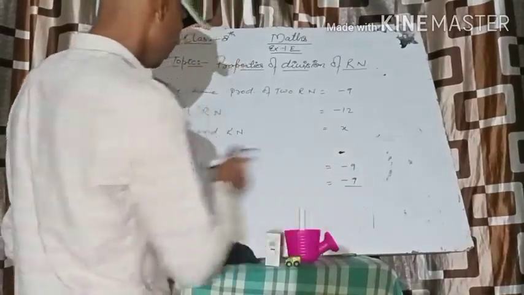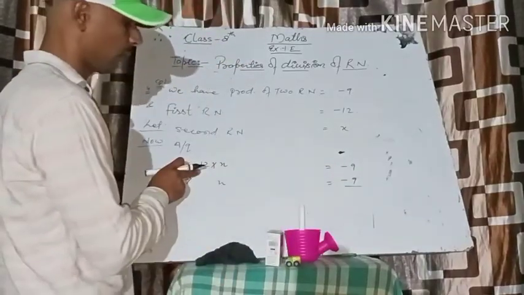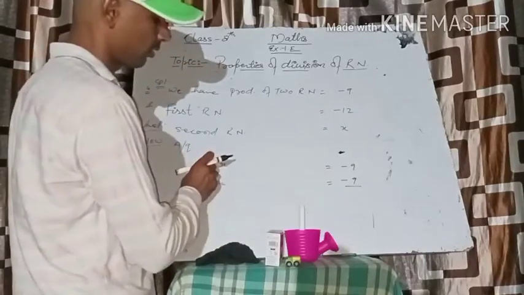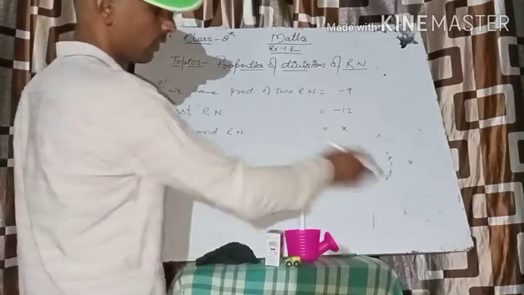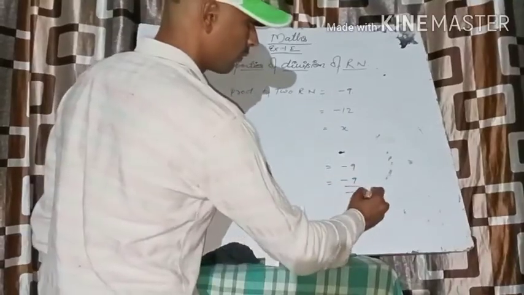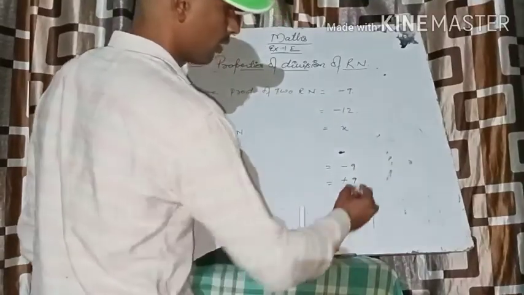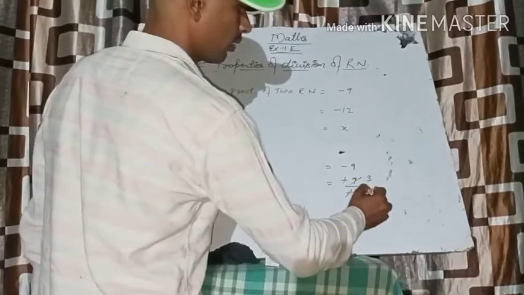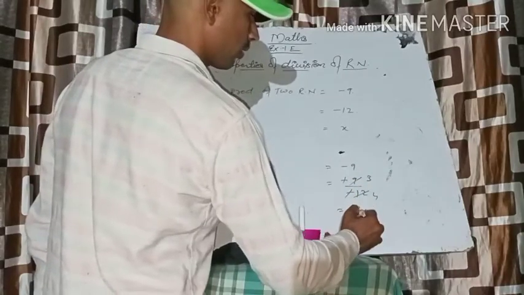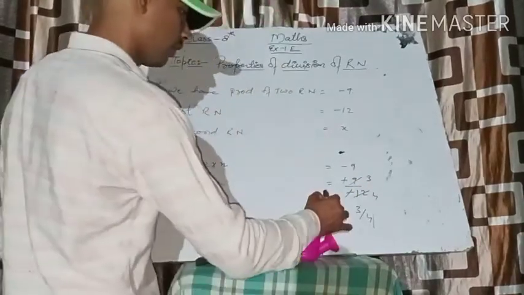Here the 12 is in multiplication form. Whenever you transfer this minus 12 to that side, it will come in division form. Cancel minus with minus. Now divide: 3 times 3 is 9, 3 times 4 is 12. So your answer is 3 by 4. It's your second rational number.